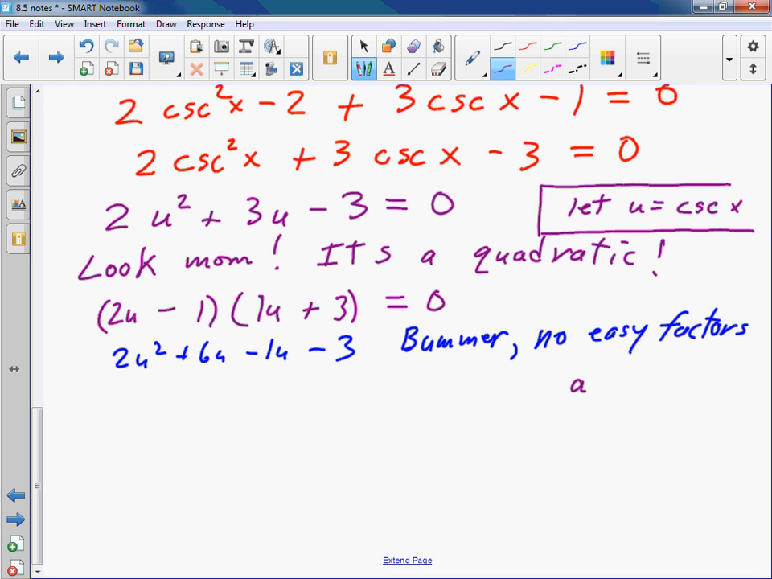What can we use? Hannah? Yeah, we can say A equals 2, B equals 3, C equals negative 3, and we can say, well, how did it go again? I can't remember. Yeah, that helps a lot, Daniel. Really good. Negative 3 over 2 times 2.